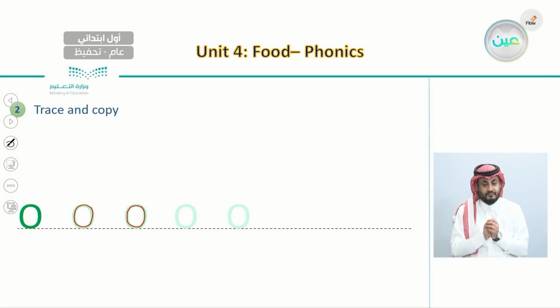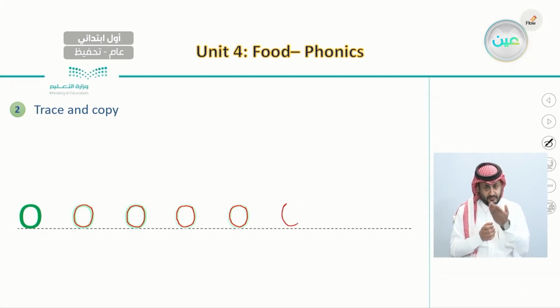This is how we trace the letter O. Letter O from the word octopus. So here we go. We trace the letter 3 times, and after this we can copy it and write it ourselves. So we finished tracing. Now it is time that we write the letter ourselves.